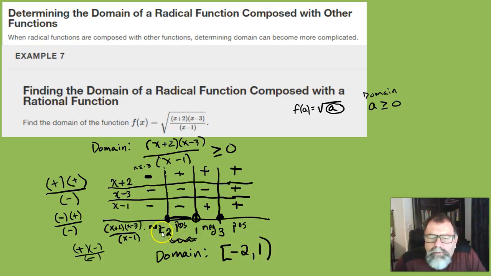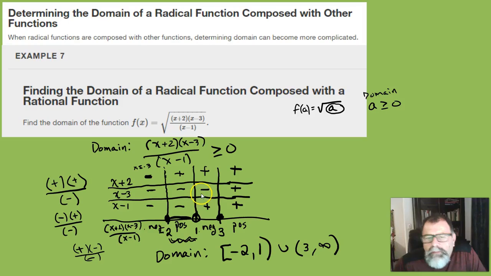So any number between negative 2 and 1, not including 1, because it'll make the bottom undefined, or anything from 3 to infinity. Okay? So if you forgot how to analyze the sign of a rational function, that was a quick overview.